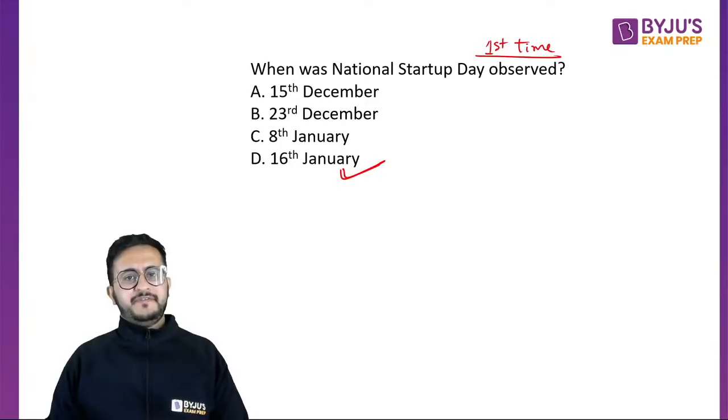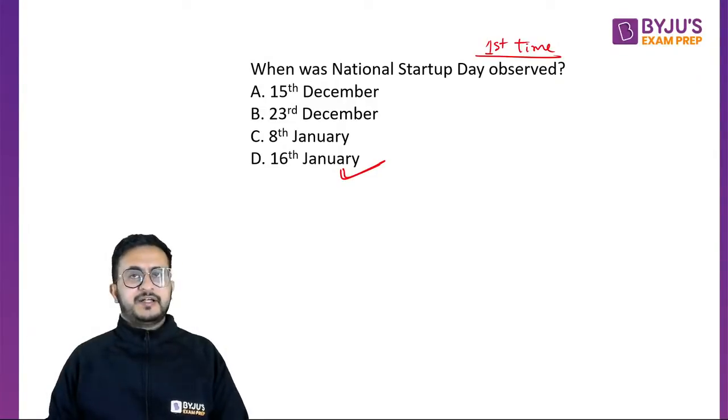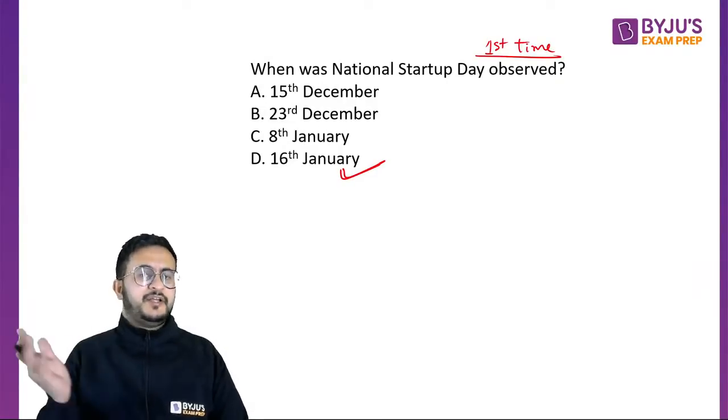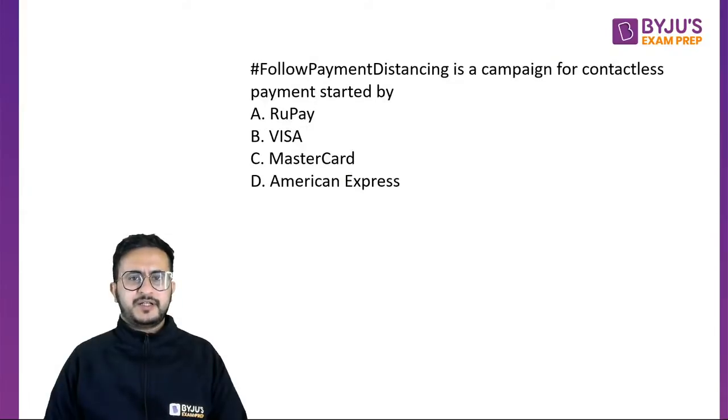And many of the days that we discussed were observed very recently, like Good Governance Day, right? Earlier there was no Good Governance Day. It started very recently in memory of Atal Bihari Vajpayee. I think Atal Bihari Vajpayee was still alive when it started, right? I think 2016 or 17 they started that.